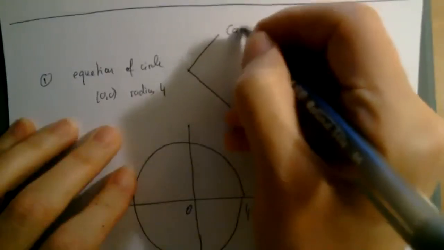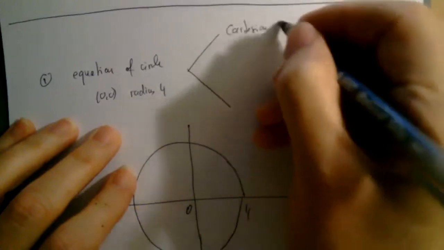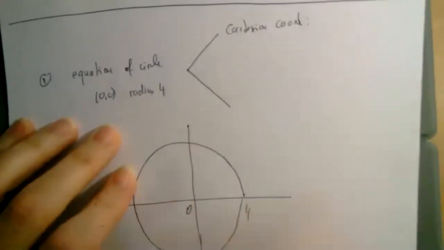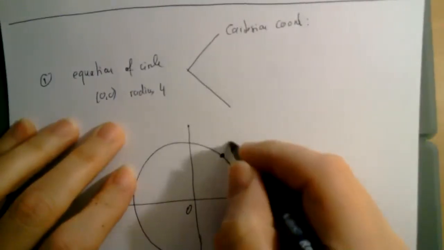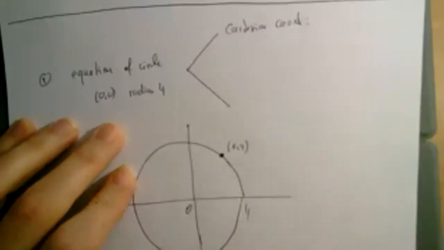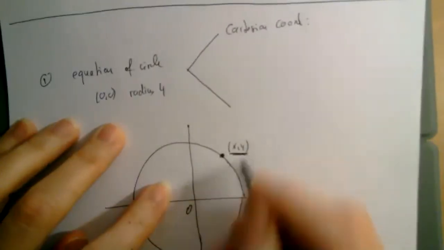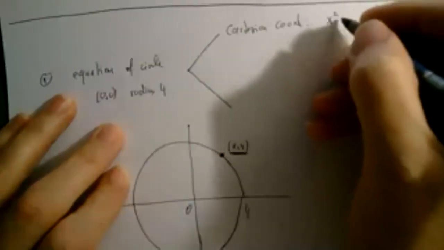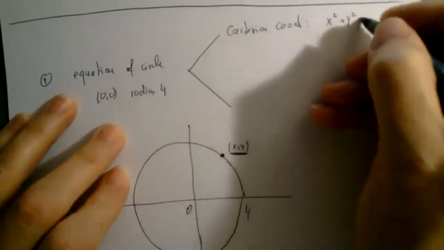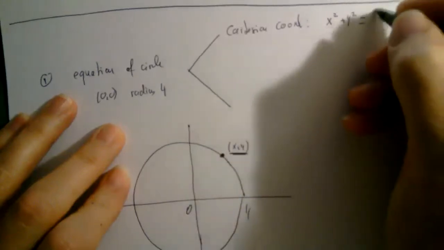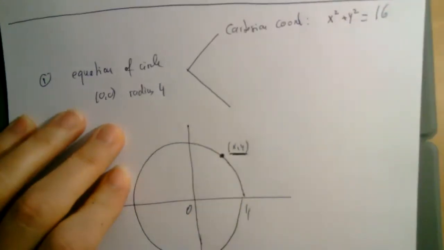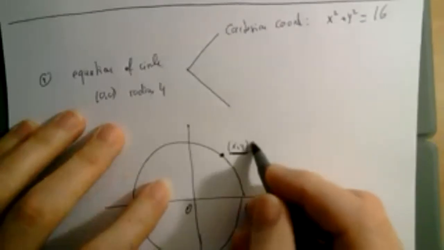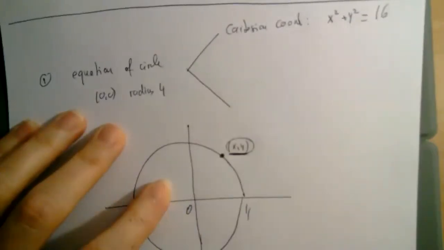In Cartesian coordinates, it means if I take a point, I look at the x and y, and I try to find the relationship between x and y. In Cartesian coordinates, the equation is x squared plus y squared equals the radius squared, which is 16. So that's the relationship between x and y in Cartesian.